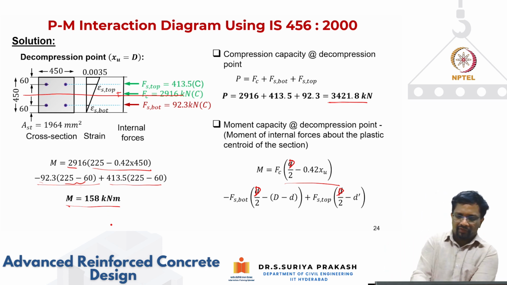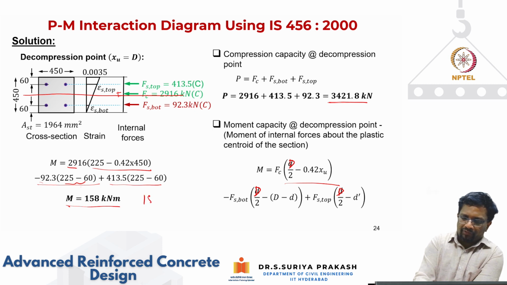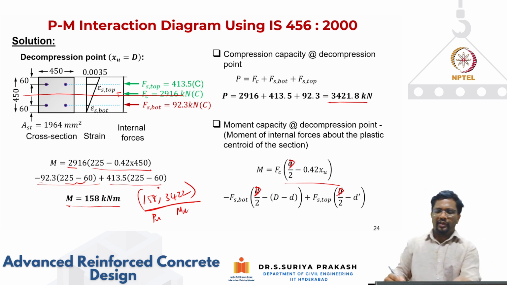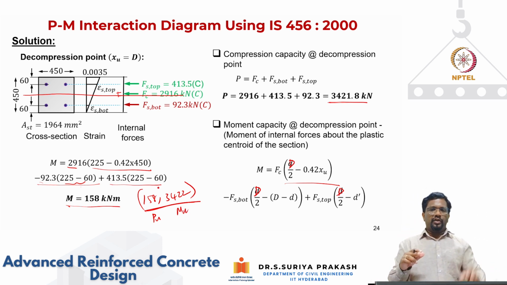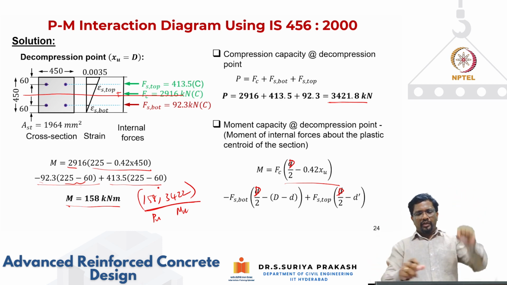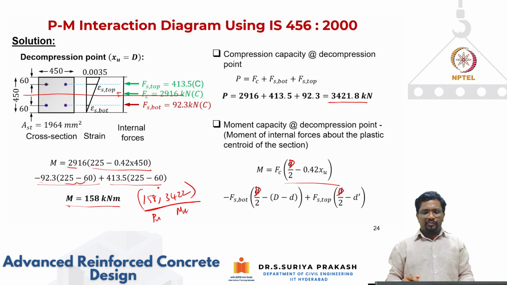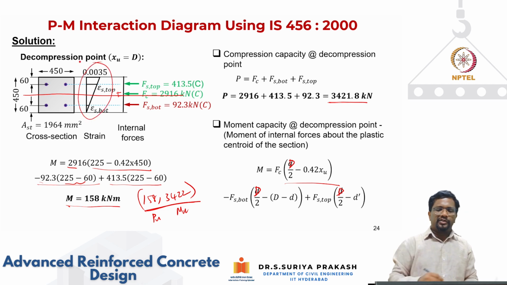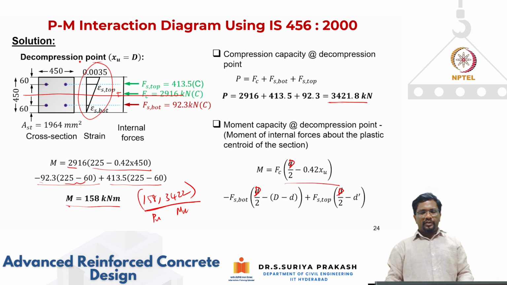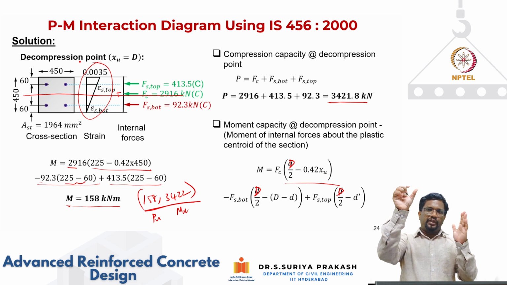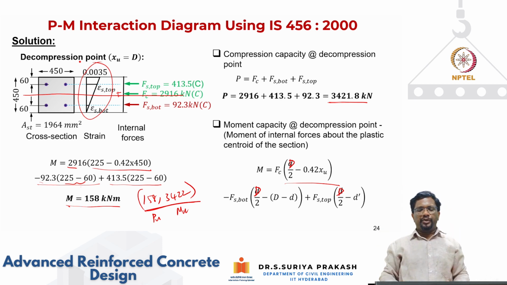So now what are the points that we have got? MU value is 158 and PU value is 3422. This is your PU and this is your MU. That is what this strain profile creates. So we got one more point. First we did pure compression, then pure bending. Now we got one more point, a combination of PU and MU that creates this strain profile, right? In other words, if you assume my XU, I can find out the top compressive fiber strain, do all the analysis, and get the PU and MU that produce that strain profile.